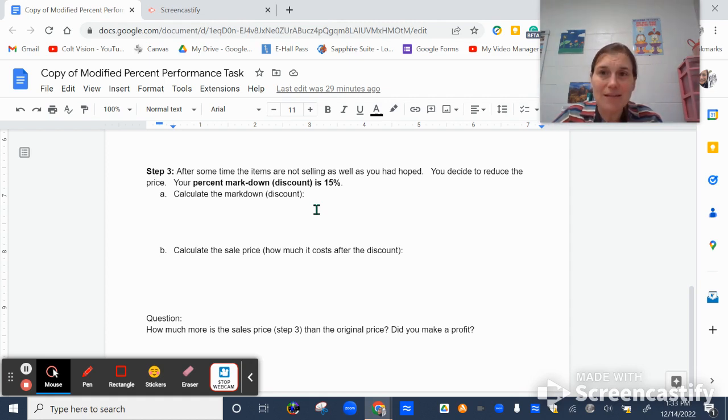The thing you're discounting is the amount you're selling it for. You can't discount the amount you bought it for. You don't have the power to do that. You can only discount how much you're selling it for. So that's what you're discounting, the selling price. Then you're going to use the discount and the selling price to come up with the new sale price now that it's on sale.